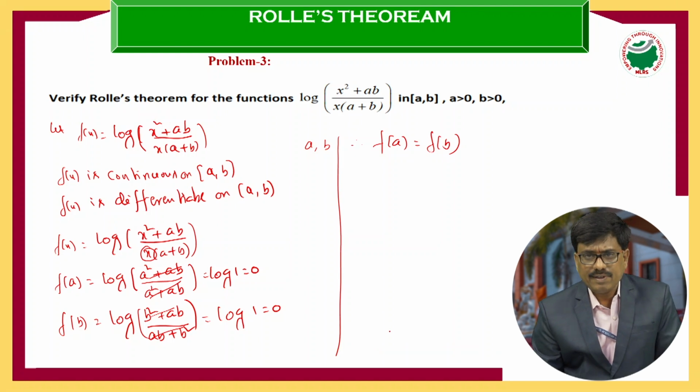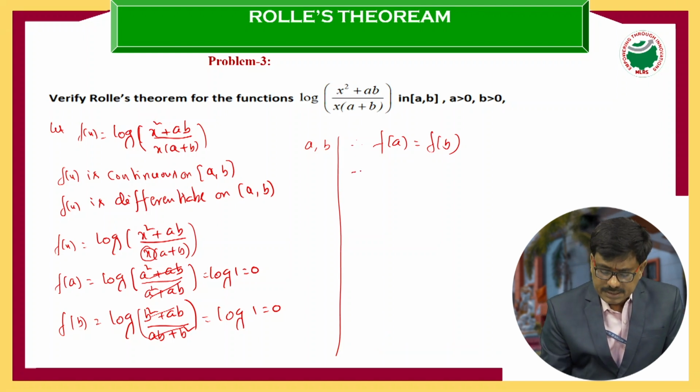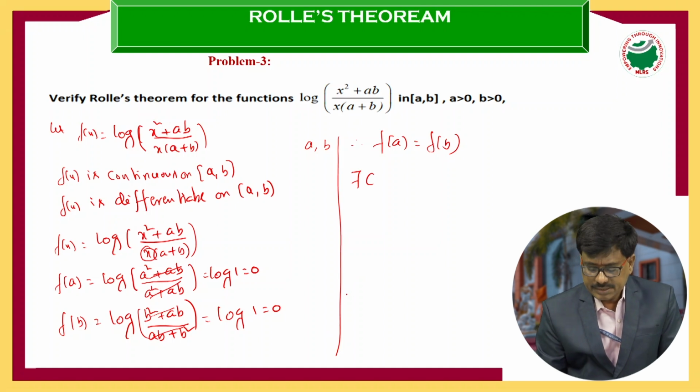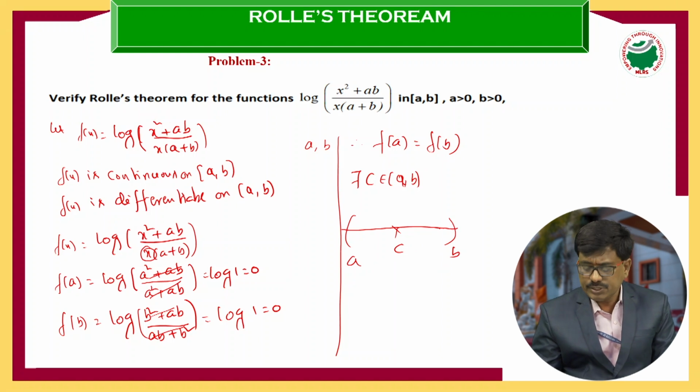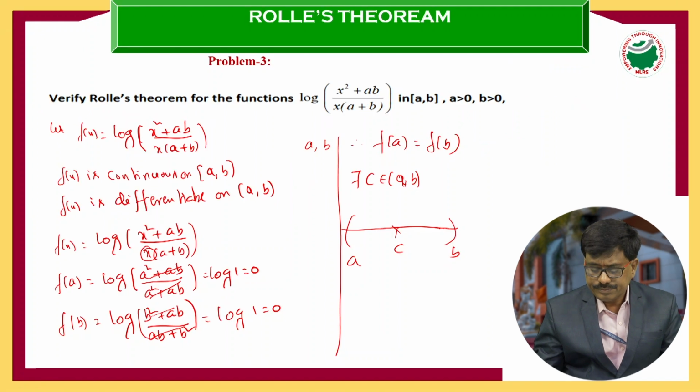Whenever both a and b values are equal, there exists a point C that belongs to the open interval a comma b. Whenever there is a point C in a comma b, that C value always lies between a and b. We need to prove the fourth condition. Let us go with the derivative.